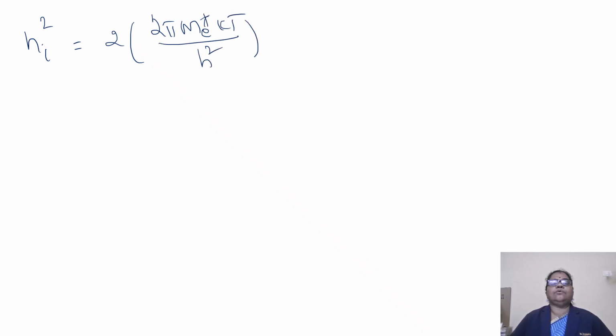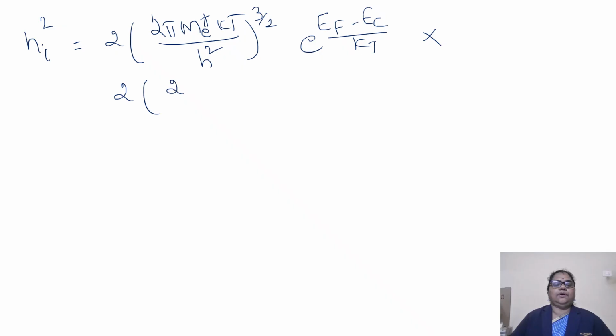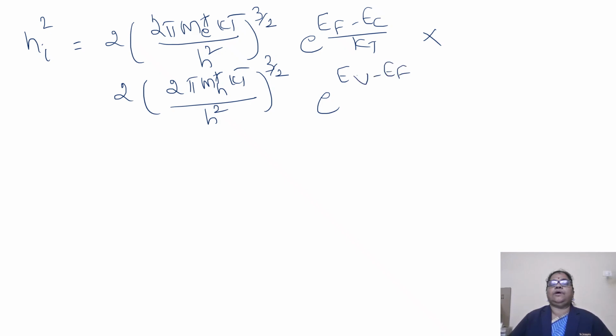So Ni squared is equal to N into P, that is 2 which is multiplied by (2 pi me star kT by h squared) to the power 3 by 2, which is multiplied by e to the power (Ef minus Ec) by kT, into 2 which is multiplied by (2 pi mh star kT by h square) to the power 3 by 2 into e to the power (Ev minus Ef) by kT.